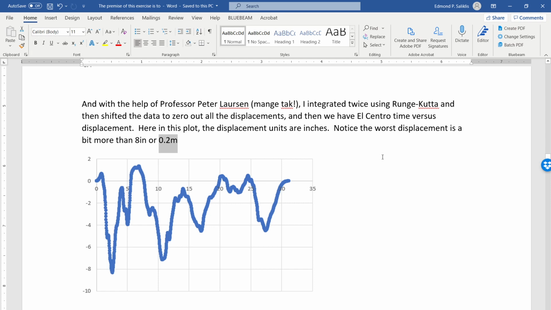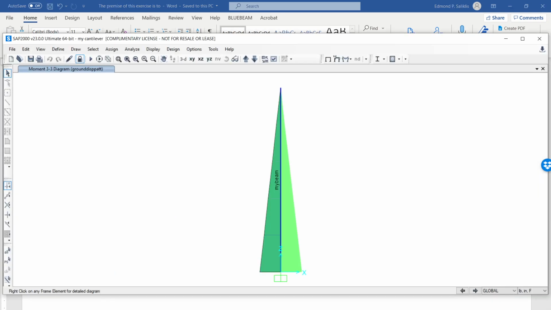And I was curious to see what would happen if I applied the time history to the base of the building as a displacement versus time. Ladies and gentlemen, don't do this at home. It's too dangerous. It's very weird. There's a weird thing about it. It works.